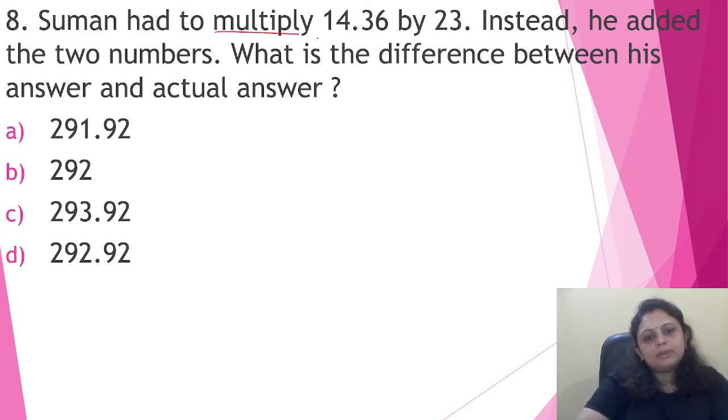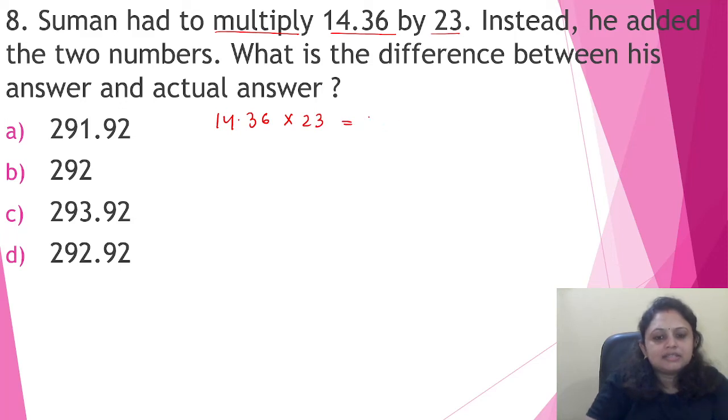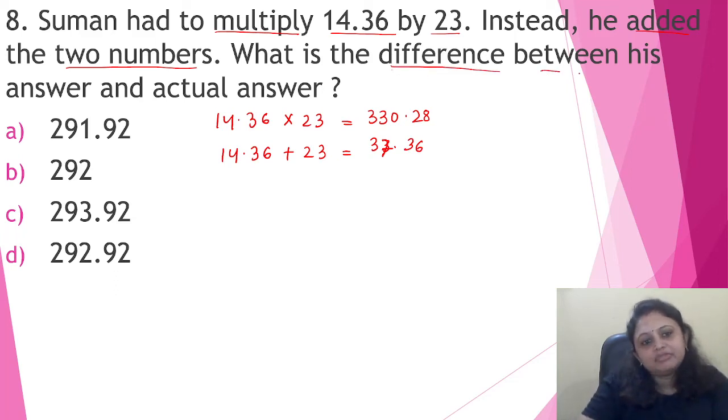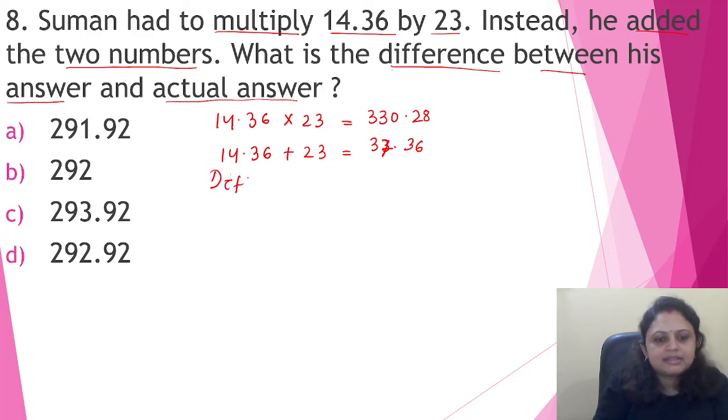So Suman had to multiply 14.36 by 23. So it should be 14.36 into 23, that is 330.28. Now instead, what he did, he added the two numbers. So if he added the two numbers, 14.36 plus 23, that is 37.36. Now we have to find the difference between his answer and the actual answer. So what is the difference?